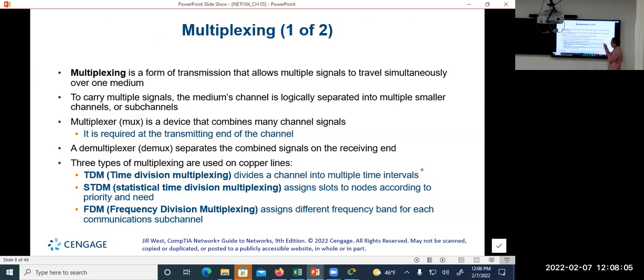Okay, now we have some definitions about full duplex, half duplex, and simplex. Now we have multiplexing. Multiplexing is a form of transmission that allows multiple signals to travel simultaneously over one medium. You can think about this.